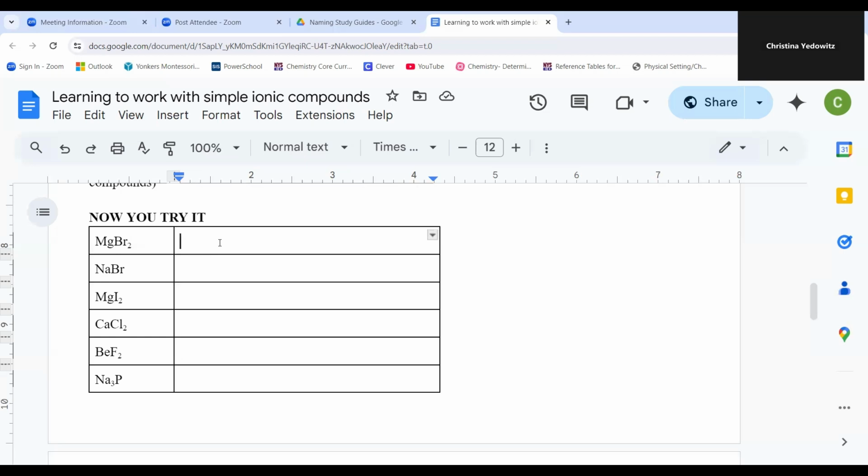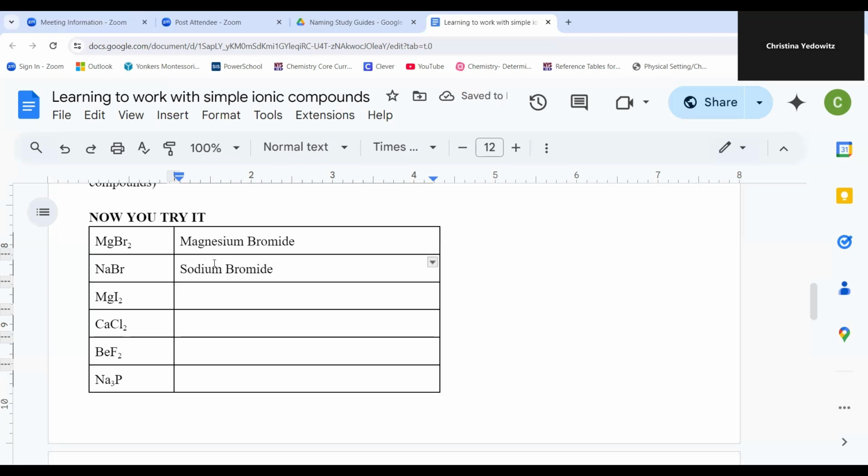Okay, so this literally is just magnesium. The metal keeps its name. And then bromine, I'm going to do what I did last time. I'm going to take the ending off where that vowel is, and I'm going to change it to IDE. So this is magnesium bromide. No Greek prefix. Don't say dibromide. That's only for molecular compounds. This is an ionic compound. Okay. So for my second one, I'm going to say sodium because the metal keeps its name, and then bromide.